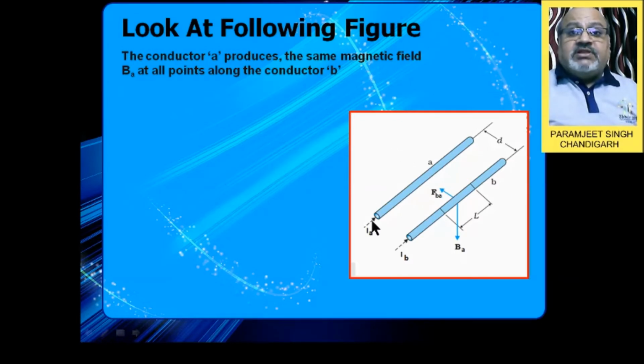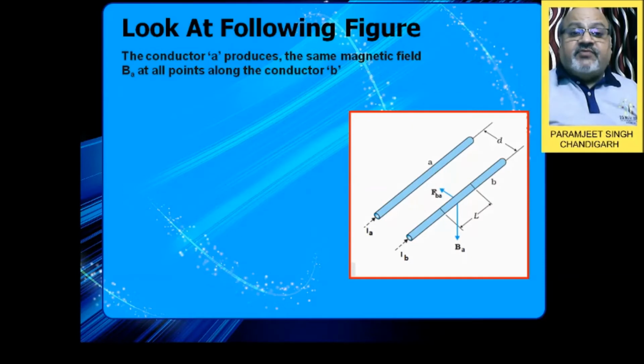So when we hold this conductor A in such a way that the thumb points in this direction, this is obvious: on this side of the conductor, the magnetic field will be perpendicularly downward, and on this side it will be upward. Now this conductor B is placed in magnetic field BA, produced by conductor A. Its direction is perpendicularly downward. So now what is the situation?